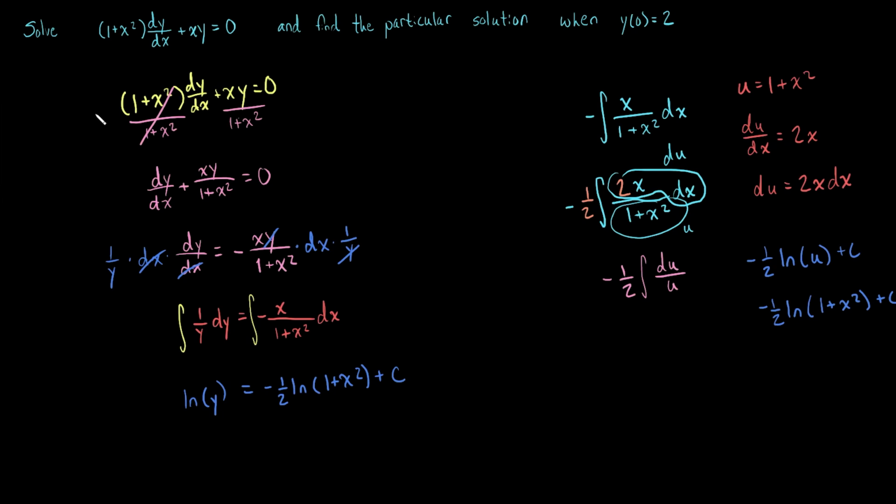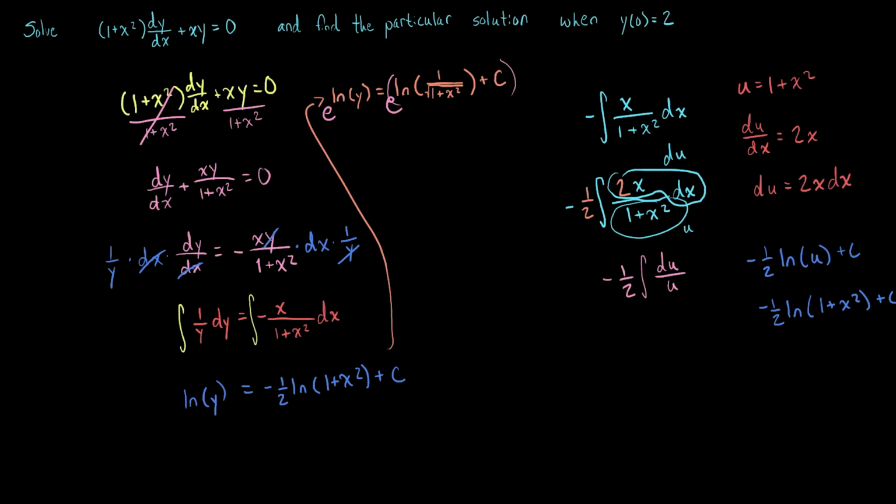Now, if I want to raise both sides to the e, I'm going to take this natural log and use our properties of natural logs to move this term in front to the exponent inside. Ln of y is equal to ln of 1 over 1 plus x squared, which is the square root, plus c. Now I can raise both sides to the e.